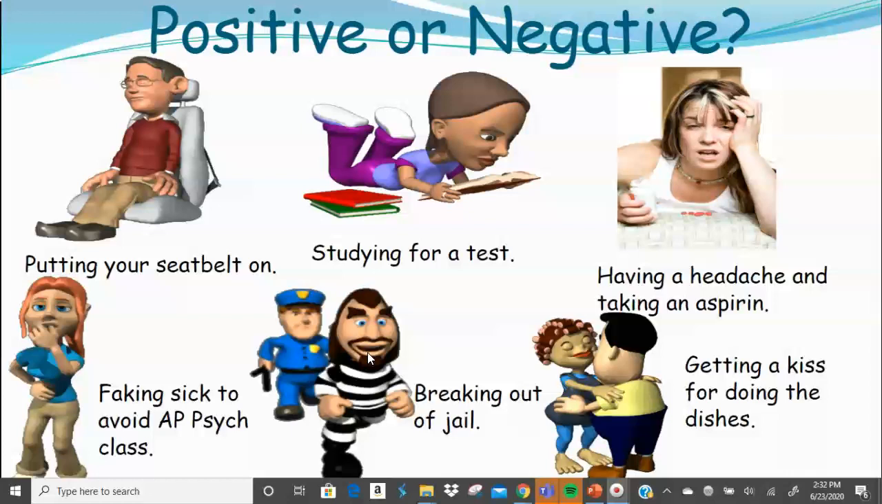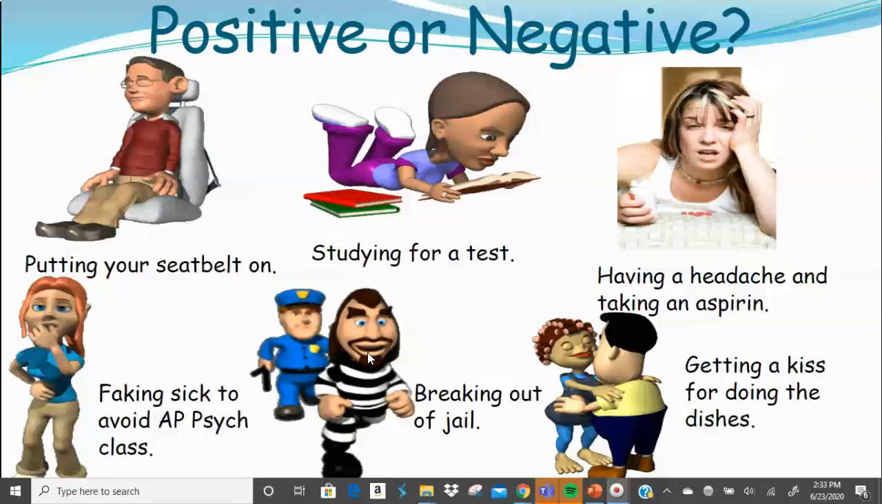Here's a good one: having a headache and taking an aspirin. Well, the aspirin is meant to take away the pain, so it is actually a negative reinforcer. It's taking away that annoying pain in your head. Ooh, how about faking sick to avoid, well, we're not teaching AP Psych here, but avoid taking a class, right? Is it a positive or a negative? Well, I'm guessing it has to do with how you see the class, but I guess if you're avoiding it, you don't like it. So that would be a negative reinforcer.